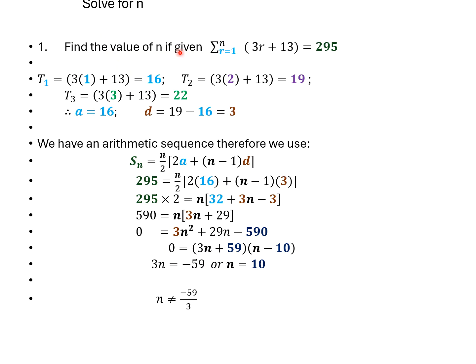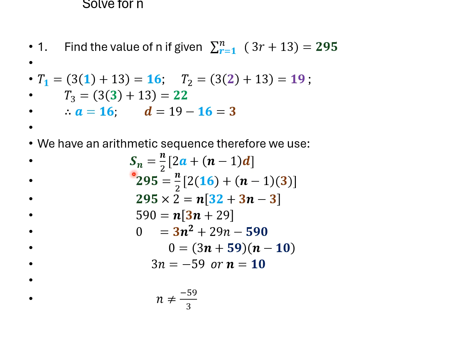Find the value of n if, given r equal to 1 and n, the sum is 295. So I'm going to find my first three terms. I have 3 times 1 plus 13, which gives me 16. Then r becomes 2, so 3 times 2 plus 13, 13 plus 6 gives me 19. Then 3 times 3, which gives me 9, plus 13 gives me 22. Right, so 19 minus 16 gives me 3, 22 minus 19 gives me 3. So my first term is 16 and I'm dealing with a common difference. Therefore we have an arithmetic sequence.